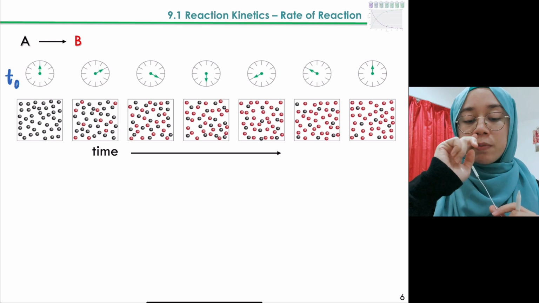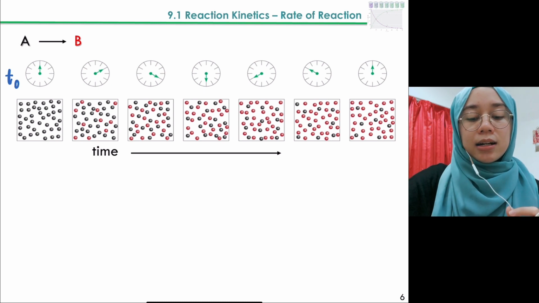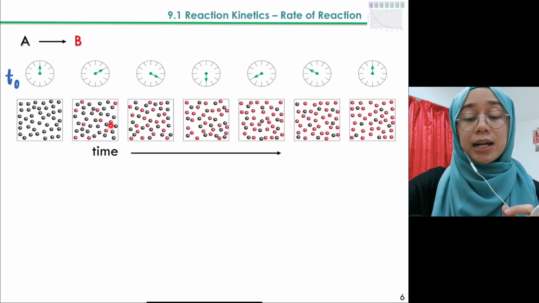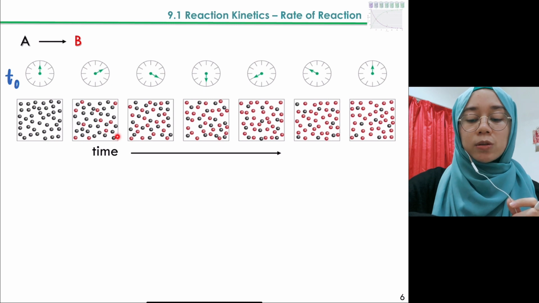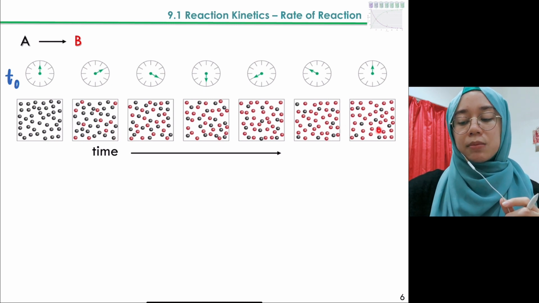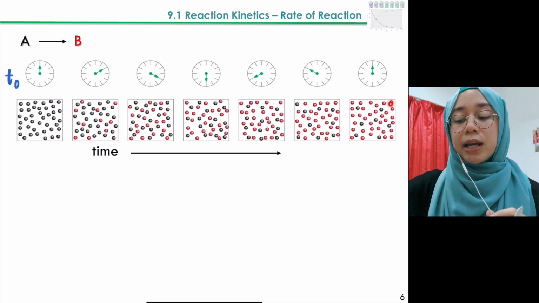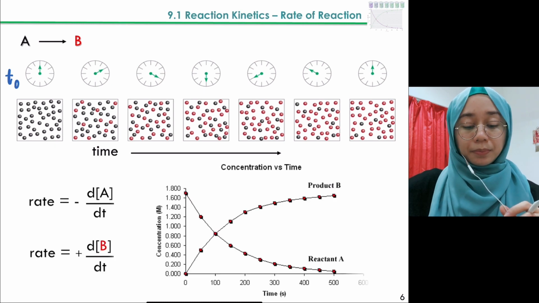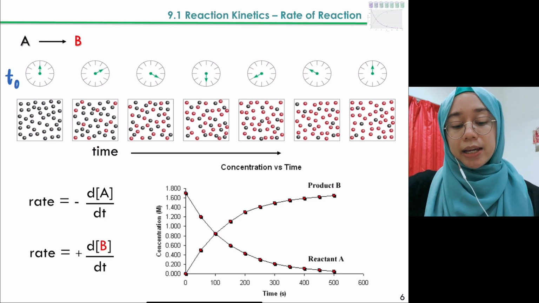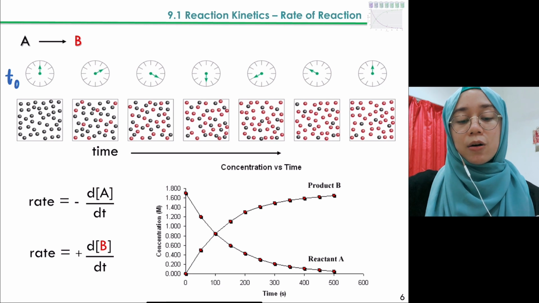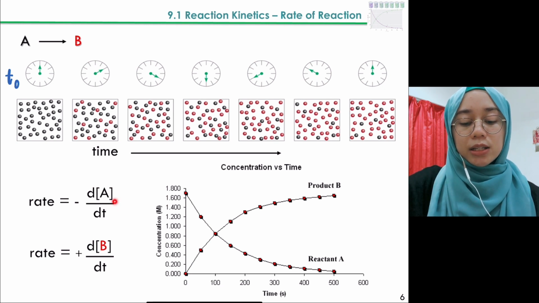Okay, so permulaan dekat sini adalah kita cuma ada A sahaja dahulu. But as the reaction starts, as the reaction proceeds, what happen is A akan start producing B. So that is why you can see red particles dah start terhasil dekat sini. And as the time proceeds, what happen is B akan semakin banyak. Okay, sampailah nanti dia akan stop lah at some point. So in this case, kita boleh nampak lah how rate tu kita katakan concentration of A ni semakin berkurang. That's why ada negative sign kat sini.